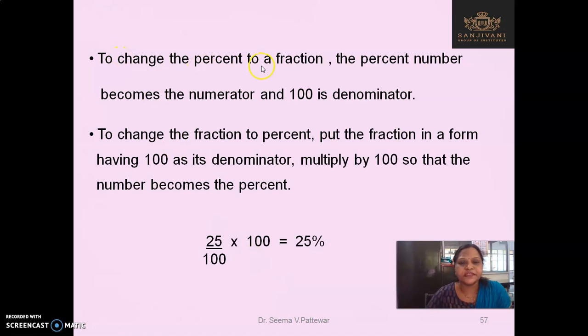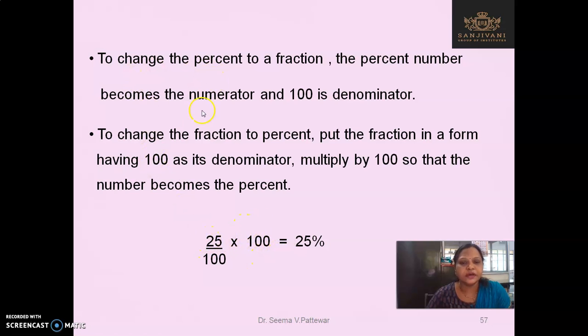To change the percentage to a fraction, the percentage number becomes the numerator and 100 is the denominator. This is the numerator and this is the denominator. To change a fraction to percent, put the fraction in the form of having 100 as its denominator. Every time 100 should be at the denominator point. Multiply by 100 so that the number becomes the percentage.